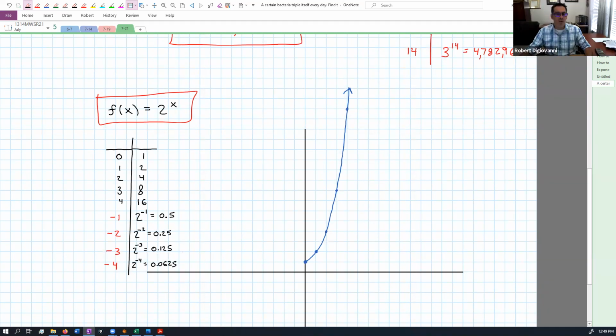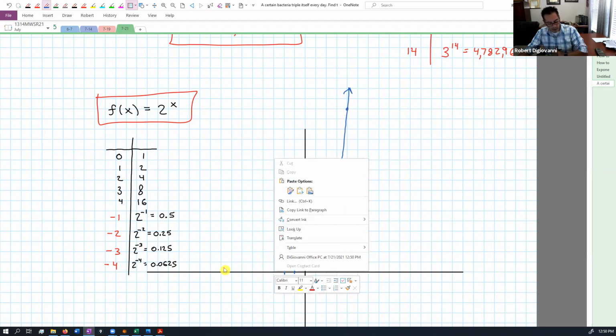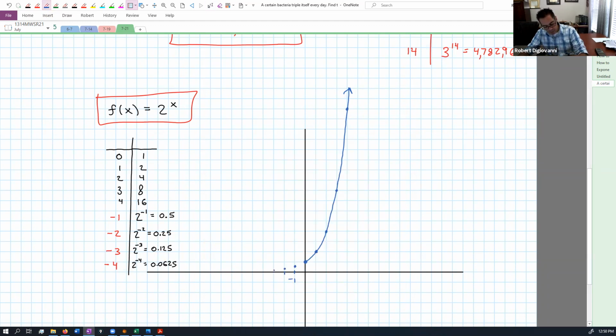All right, so what's happening here? As we're going to the left and plugging points in, if we plug in -1, we're getting 0.5 or half, which is here. If we plug in -2, we get half of that, which is even smaller. And we plug in -3, even smaller. -4, even smaller.